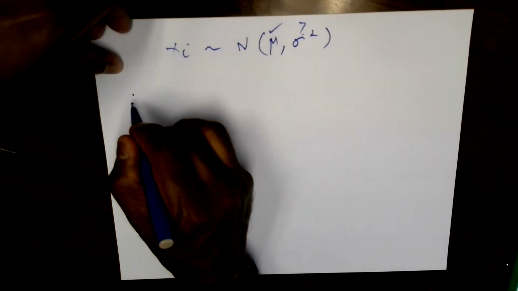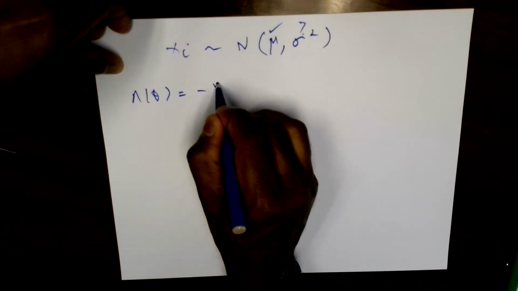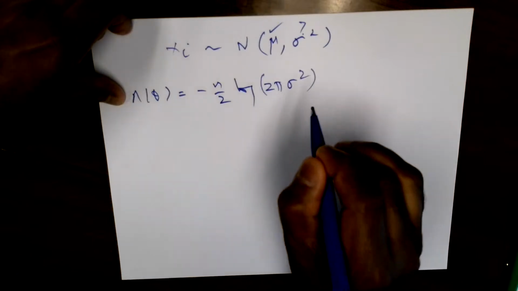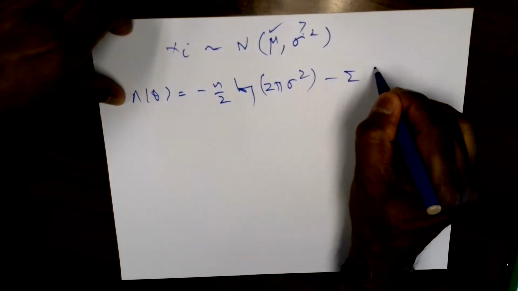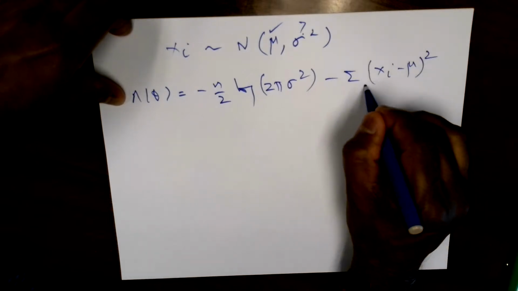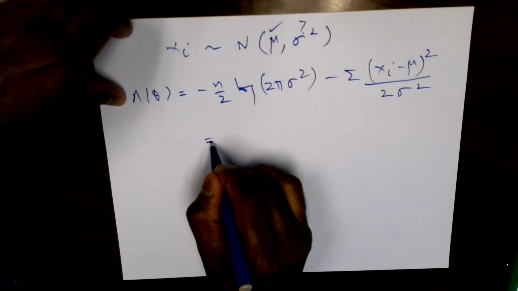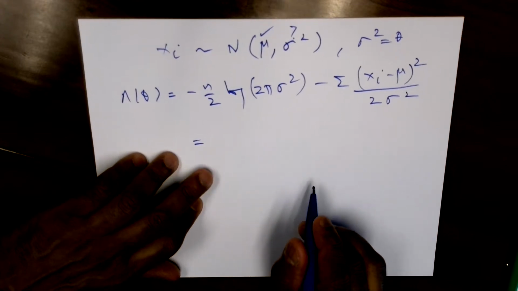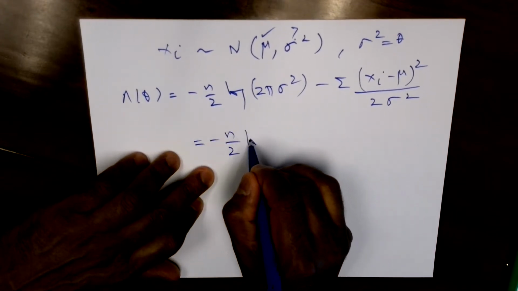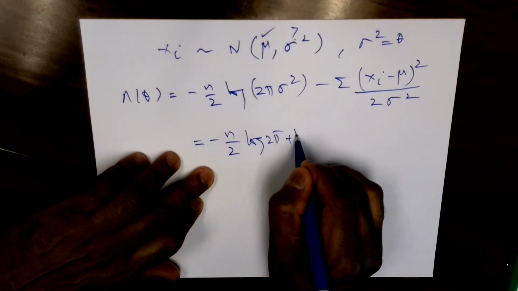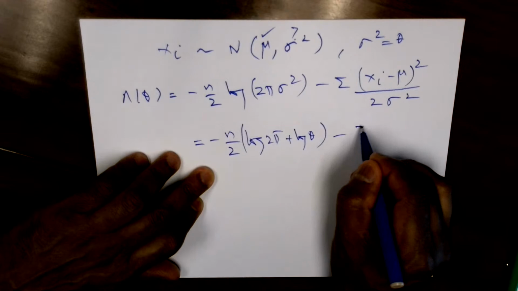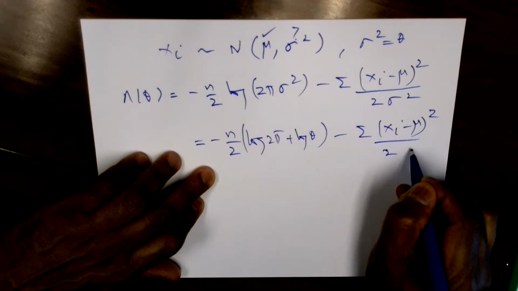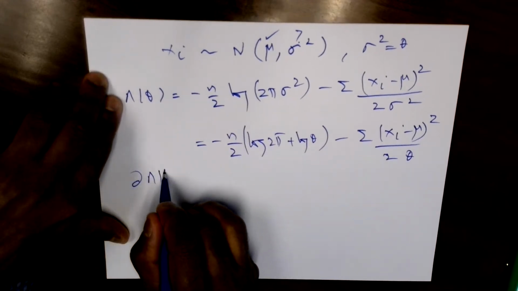So once again, just copying from the previous slide, we had the likelihood function as this. Remember here sigma squared is the unknown. So I'm going to call sigma squared theta so that we can see what is going on. I'm going to simply rewrite this as log 2 pi plus log theta minus the sum of the xi terms, because it will be easy to do the derivative with respect to theta. So let's do the derivative with respect to theta.